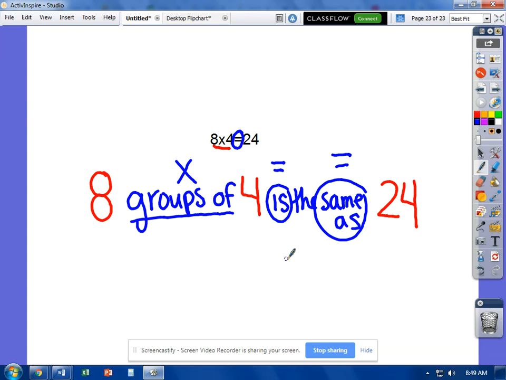So I hope this helped you out with better understanding multiplicative equations and multiplicative sentences, and how to go back and forth between the number sentences and the word sentences.